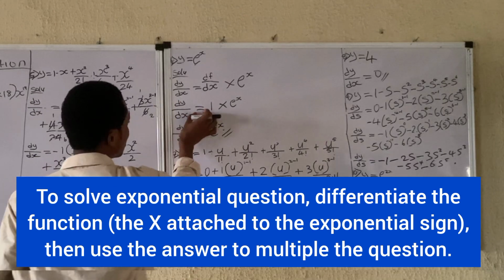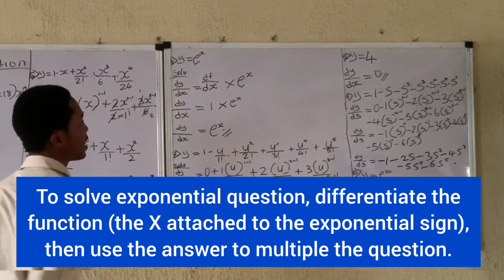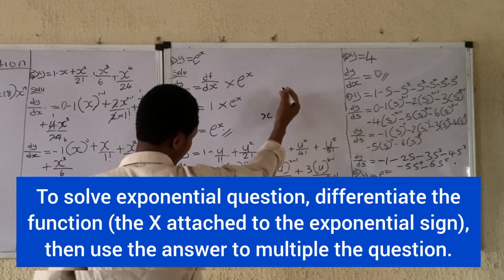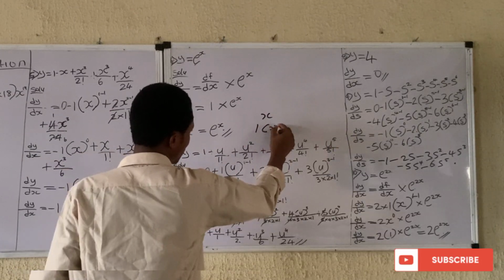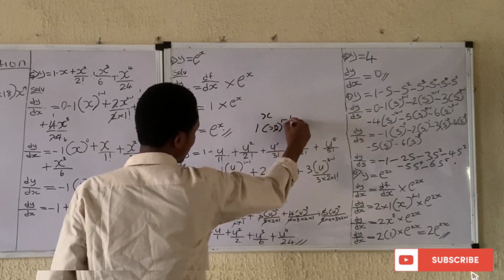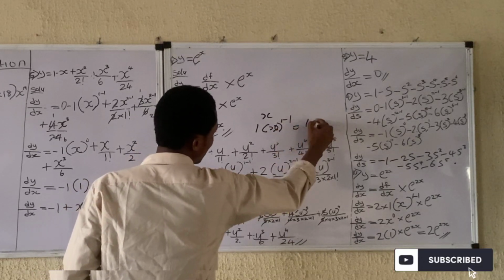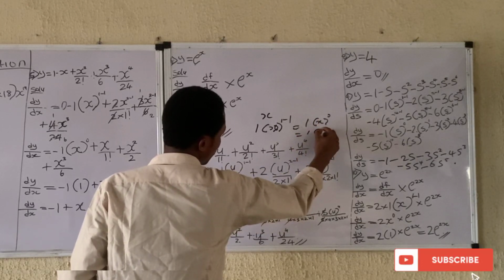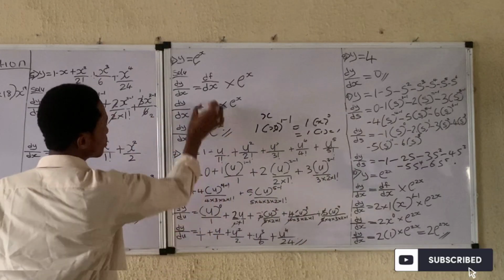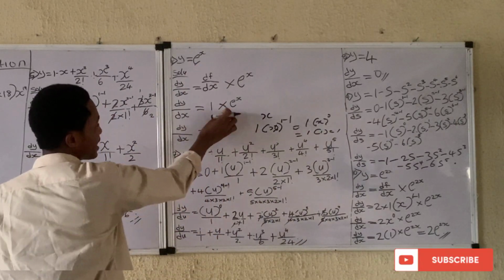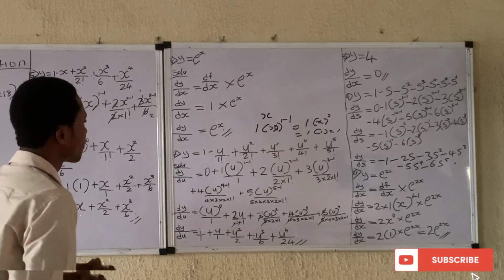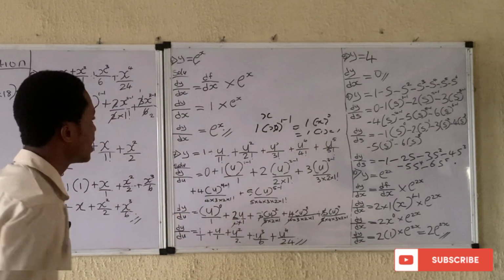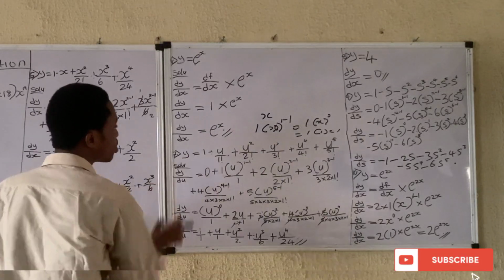Now, dy dx equals the function differentiated, x. If you differentiate x, as we did earlier, x to the power of 1, bring the power of 1 here, x, 1 minus 1 equals 0, x to the power 0 equals 1. So x differentiates to 1, times exponential x. Now dy dx equals 1 times exponential x, which will give us exponential x. Now moving to question 7.